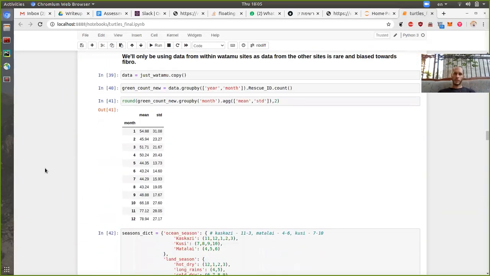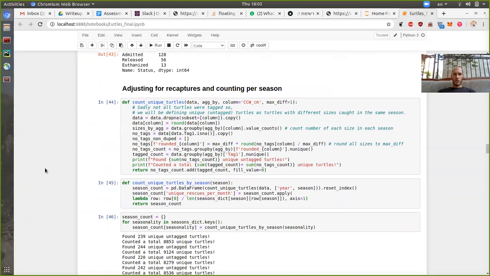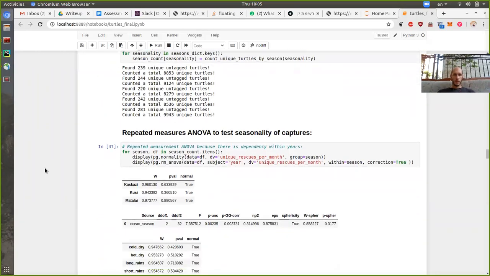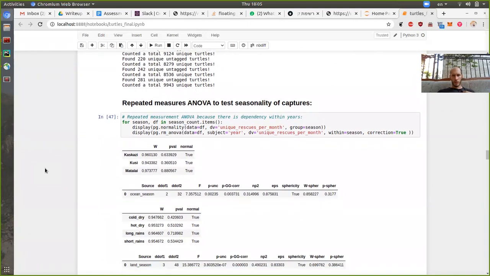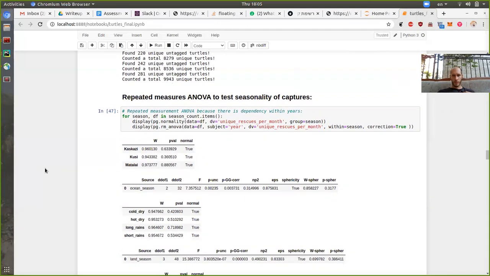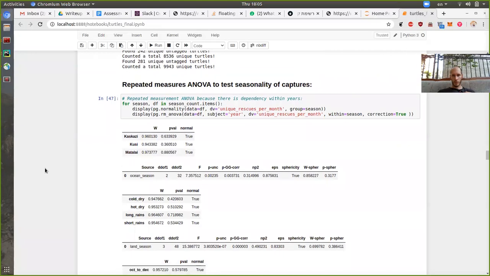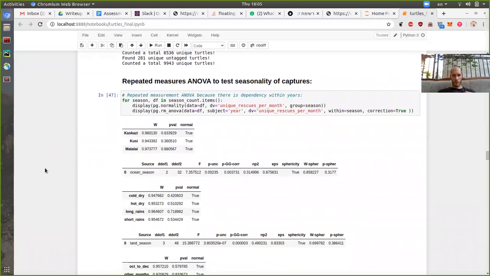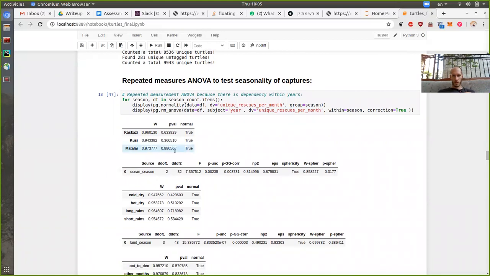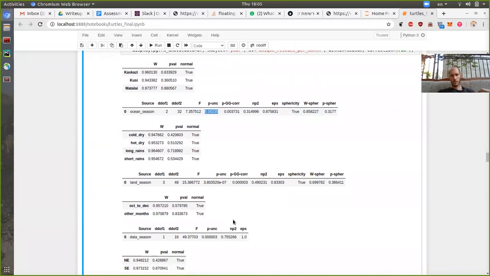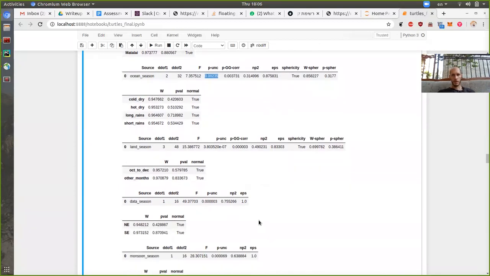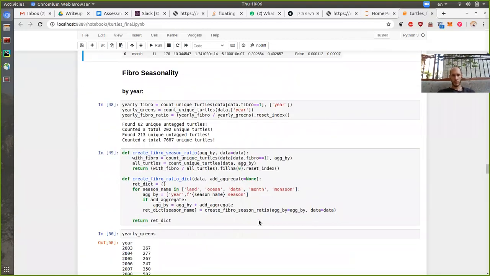All right. Next. Adjusting. Okay, so this is after adjusting. Let's see what we get here. So we still have a good p-value for the ocean seasonality, which is great, which is what we are using anyway. Yes, but let's see if that holds for Fibro.